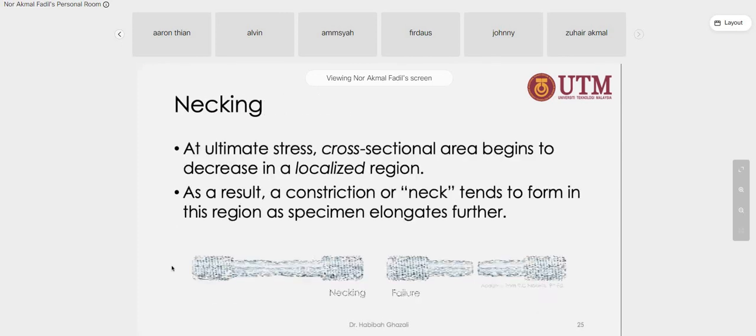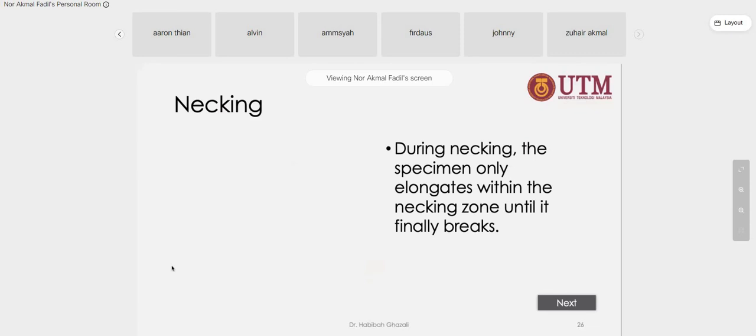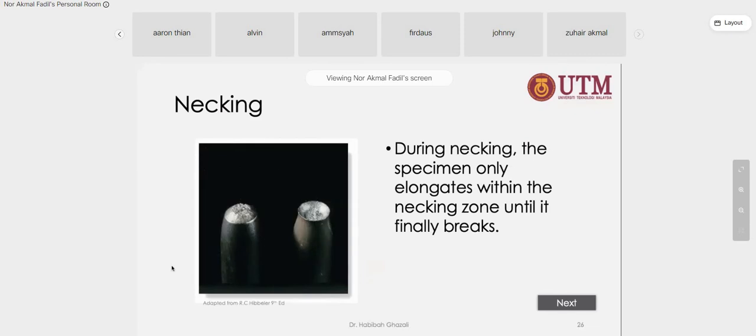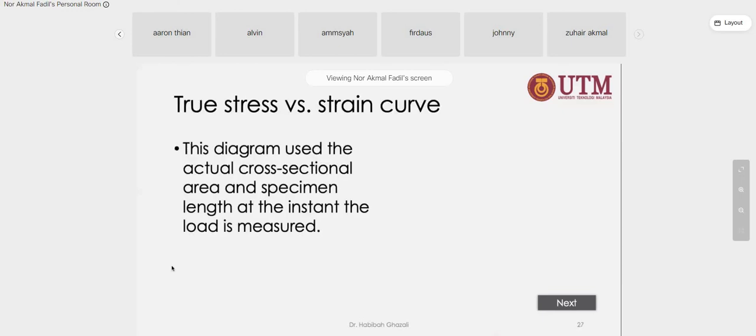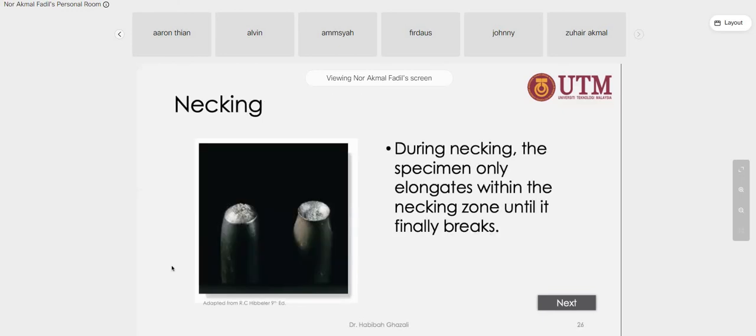So this is necking. During necking, the specimen only elongates within the necking zone until it finally breaks. This is a fracture sample. Basically, what we do is look at the shape of the fracture surface, and we can determine whether it is a brittle fracture or a ductile fracture.